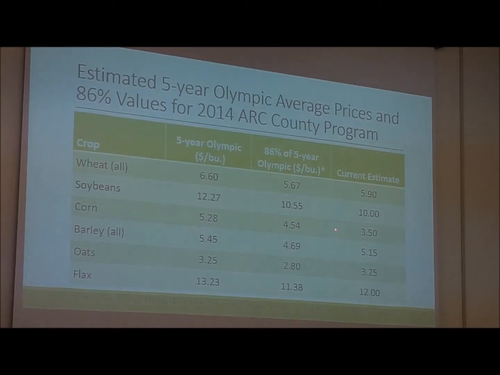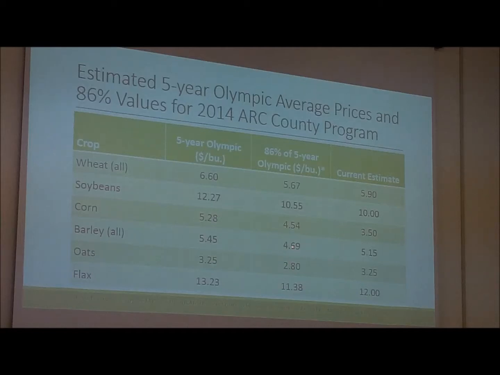Corn, on the other hand, that will be there. $3.50 is what USDA is projecting. $4.54 would trigger a payment with an average yield. A county can have a yield average of about 130% of their 5-year average before that payment disappears. So there's going to be some payments for corn, and many counties are going to get the maximum possible.